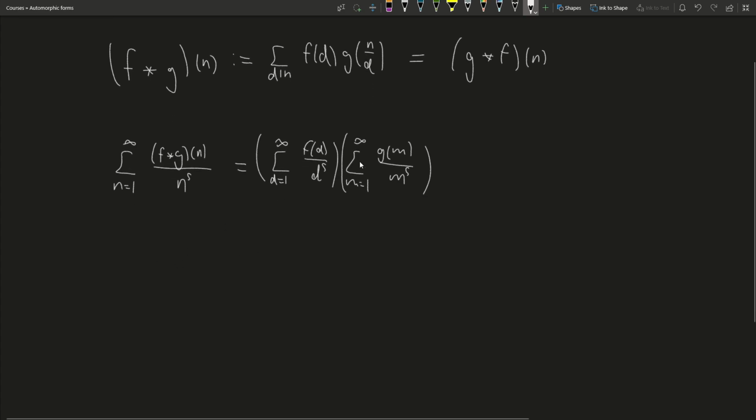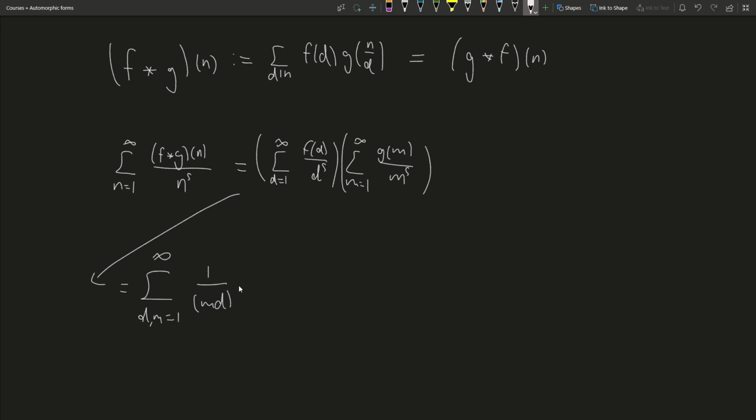And to see this, you can just multiply this out. This thing is equal to the sum where d and m each go from 1 to infinity of 1 over md to the s times f of d times g of m. And here you can write this as the sum where n goes from 1 to infinity.